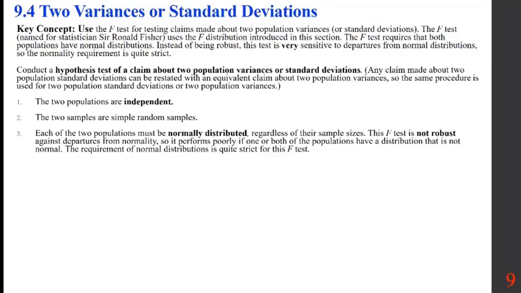This F-test is not robust against departures from normality, so it performs poorly if one or both of the populations have a distribution that is not normal. The requirement of normal distributions is quite strict for this F-test. You are dealing with the same concept as before: simple random sample, they must be independent, they must be normally distributed.